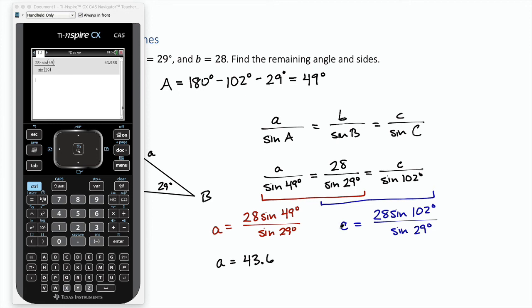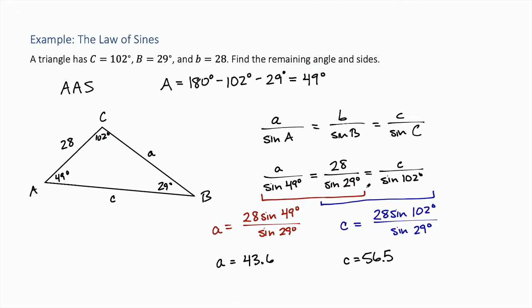And then for c, we type that in, so we've got 28 sine of 102 divided by sine of 29. And we get c equals approximately 56.5. And so that's using the law of sines in the angle-angle-side case in order to solve this triangle, find all the sides and angles.